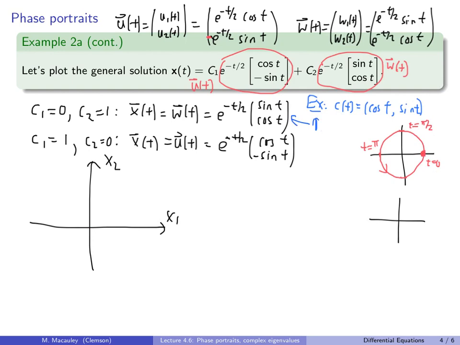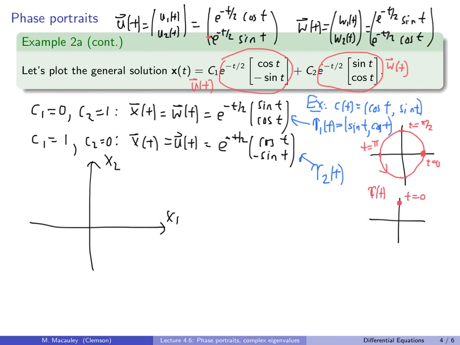Let's say this is gamma 1 of t equals sine of t, cosine of t. And let me call this one gamma 2 of t. Okay, so gamma 1, this thing at t equals 0 is going to be at sine of 0, cosine of 0, which is 0, 1. So at time equals 0, we're going to be here. So this is t equals 0, and this is gamma 1 of t.